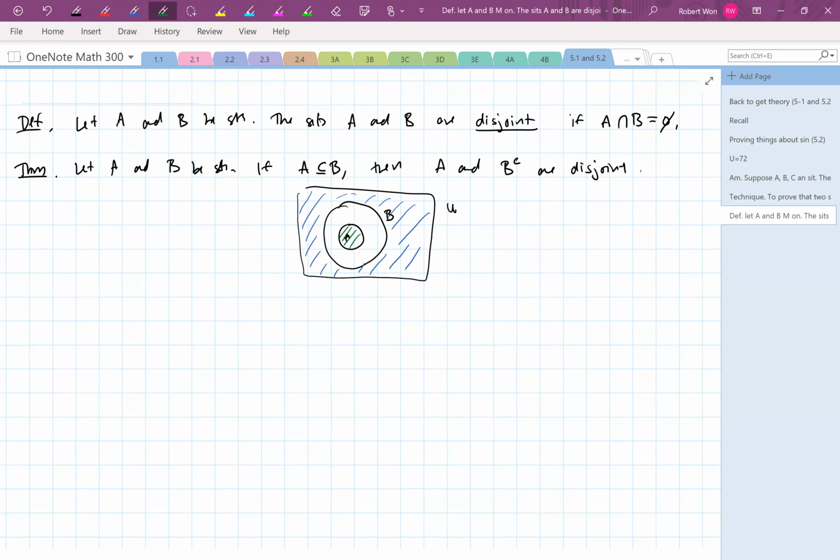Another way to say that A and B complement are disjoint, right, is A intersect B complement equals the empty set. But the question becomes, how do we prove that something is equal to the empty set? Well, to prove that two sets are equal, you prove that each set is a subset of the other. So certainly the empty set is a subset of every set. But how do you show that something is a subset of the empty set? How do I show that if X is in A intersect B complement, then it's in the empty set? That seems like a hard thing to do.